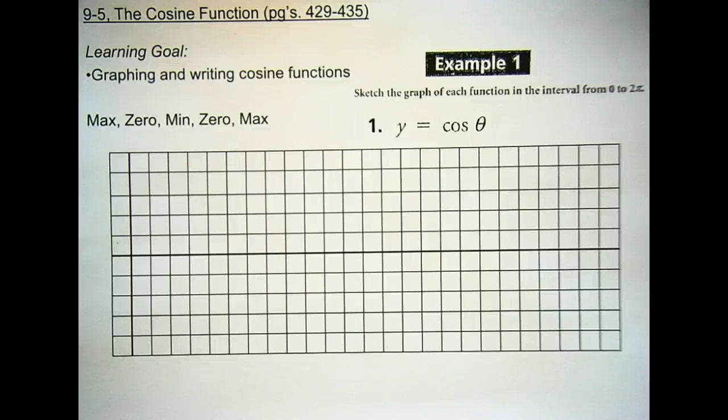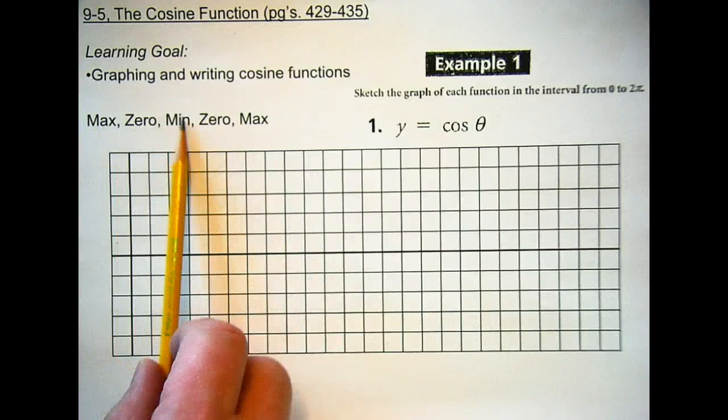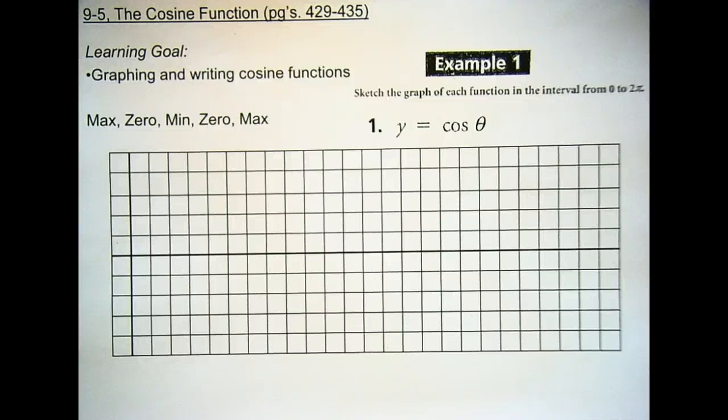Right, so today we're going to talk about the cosine curve. The cosine curve is very similar to the sine curve. Really, all that's going to change is your little jingle here. It's going to shift the graph there, okay?